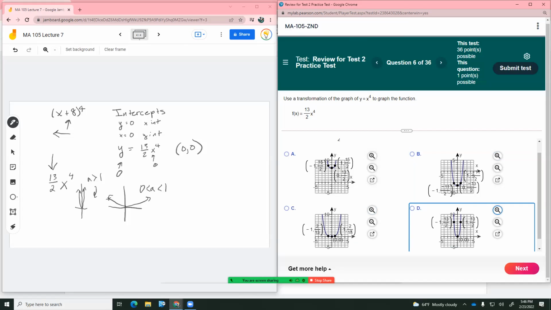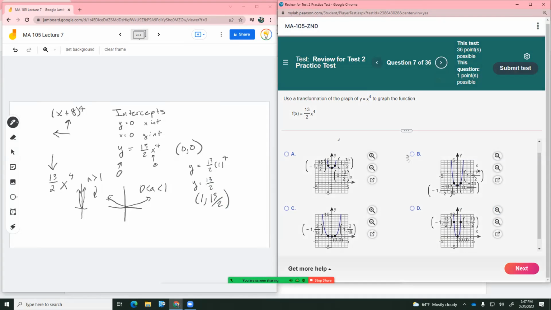D. Now, that's just on looks alone. I could actually plug this number in and check. So if I plug 1 into my function, I get y is equal to 13 over 2 times 1 to the 4th. I get y equals 13 over 2, and that's it. So check this out. I know the point 1, 13 over 2 should be on here, and so boom, D is my answer because it's the one that has 1, 13 over 2 on it. Whereas this is 1, 2 over 13. So you literally can just plug the number in if you want to, just to check and make sure that you're good to go.